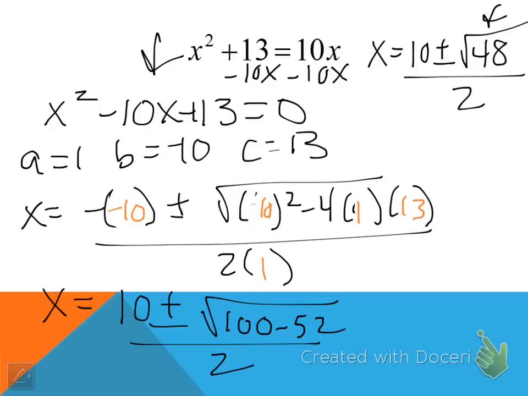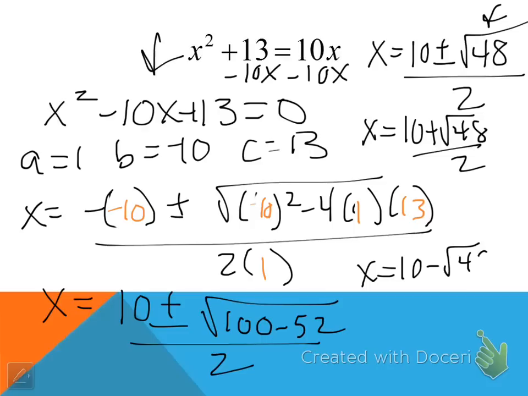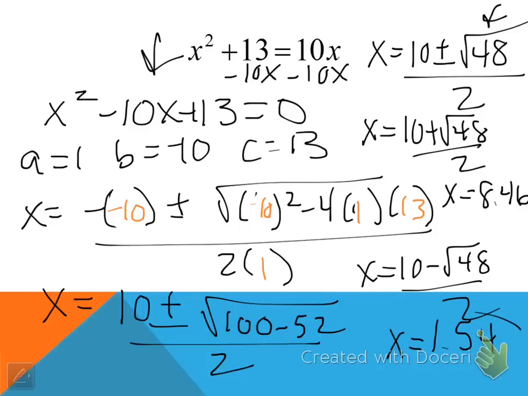So your answer could be simplified. You could simplify that square root of 48 into radical jail. But otherwise, we would split it up into 10 plus the square root of 48 divided by 2, and x equals 10 minus the square root of 48 over 2. Okay, so we put in our calculator 10 plus the square root of 48, press enter, and then divide that by 2. So this one is x equals 8.46, and then 10 minus the square root of 48, press enter, divide that by 2, and this is x equals 1.54. So that's where it would be my x-intercept crossing my x-axis.